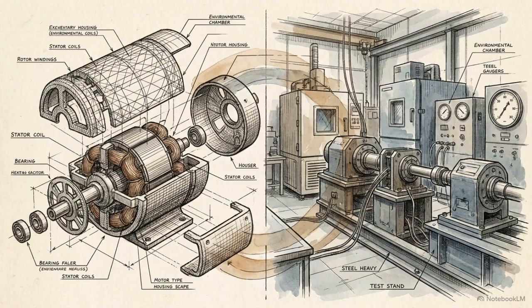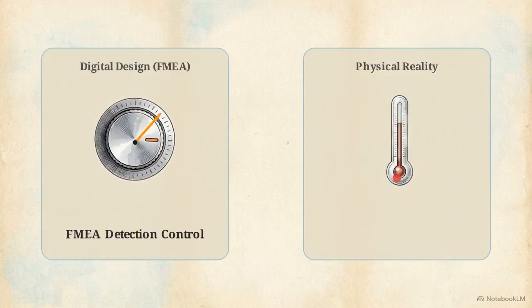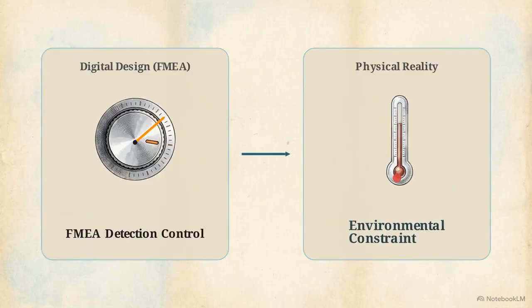This theoretical continuity must eventually translate into the physical reality of the testing lab. Digital risk analysis directly drives the design verification plan and report. This interface shows how an overarching requirement directly links to the precise operational parameters of a shaft seal leak test. The specific detection controls established within the FMEA mandate the physical environmental constraints of that test.